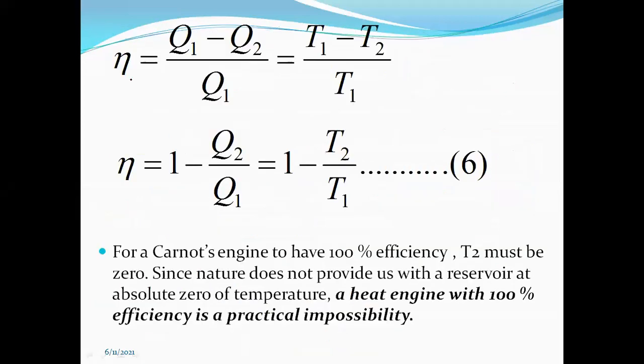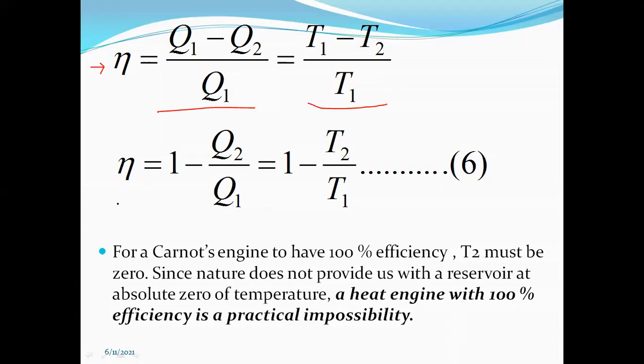So we can rewrite efficiency eta in terms of the amount of heat radiated or supplied by the source to the sink. So in terms of the amount of heat, eta is equal to Q1 minus Q2 divided by Q1, which is also equal to, in terms of temperature, T1 minus T2 divided by T1.